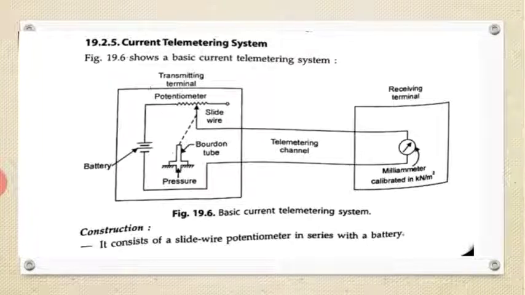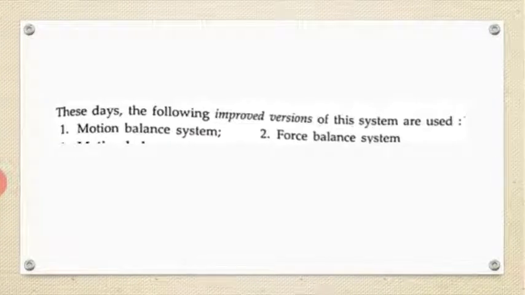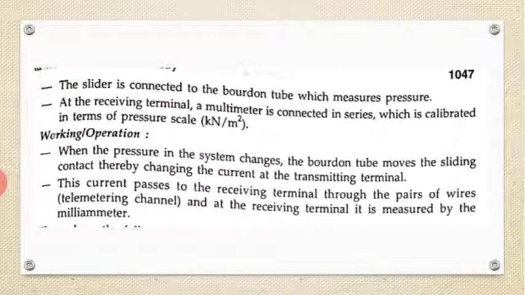Next is the working, which I have already explained. The current passes to the receiving terminal through the pair of wires. When the pressure in the system changes, the Bourdon tube moves the sliding contacts, thereby changing the current at the transmitting terminal. This current passes to the receiving terminal through the pair of wires, which is called the telemetry channel, and at the receiving terminal it is measured by the milliammeter.